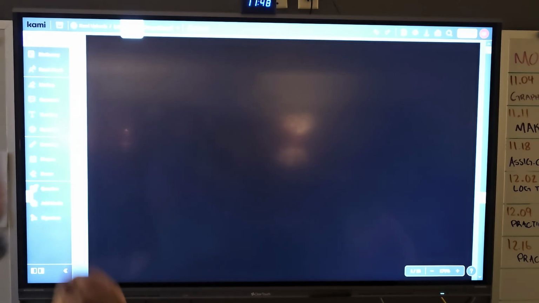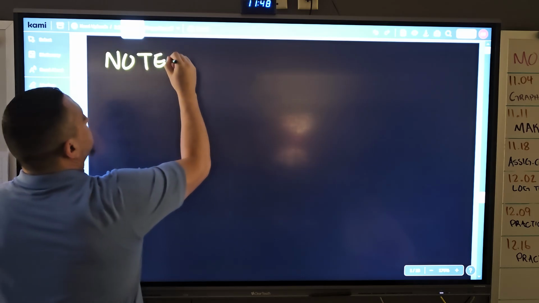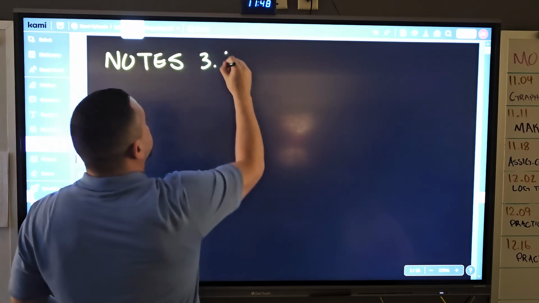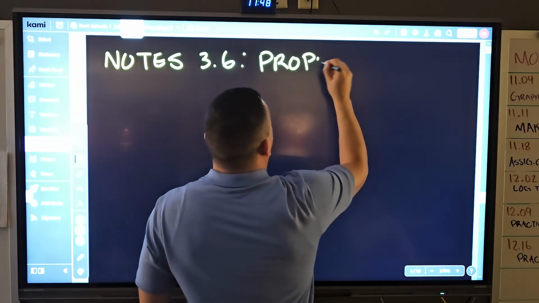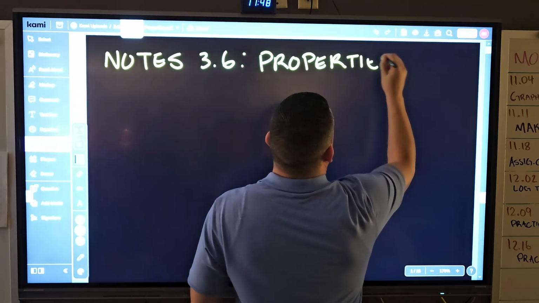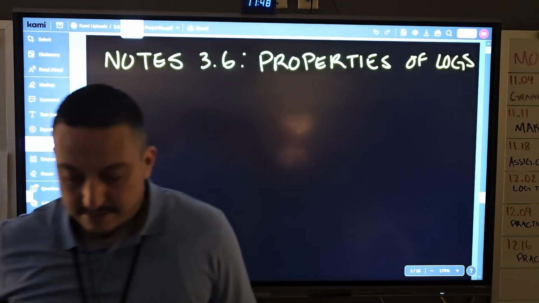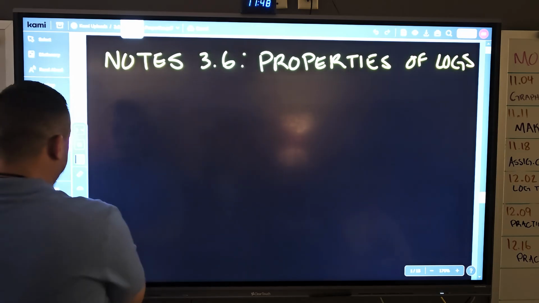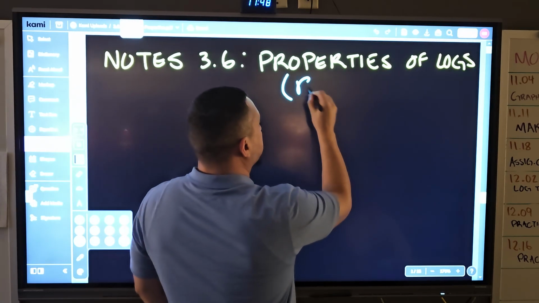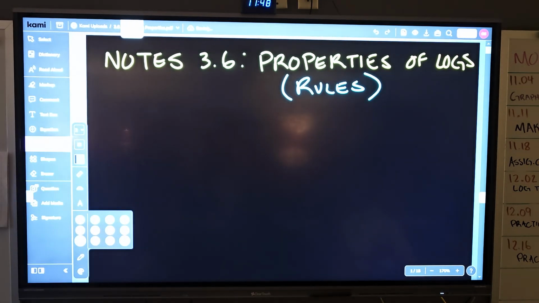How it's going to be set up. So here we go. Notes 3.6, which is called properties of logs. Okay, we could substitute the word properties and we're going to put rules of logs or tools, whatever, of logs.